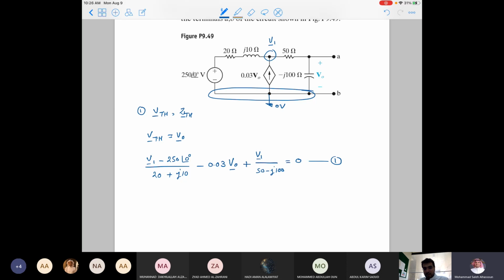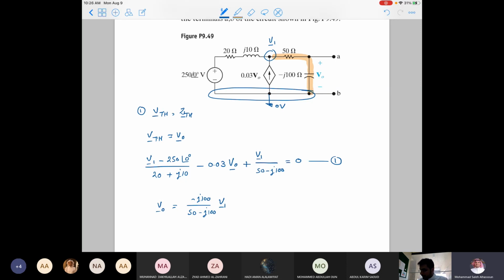I can actually relate V naught to V1. So clearly V naught is minus J100 divided by 50 minus J100 multiplied by V1. So what I did here was I applied the voltage division rule. If I apply the voltage division rule, I'm going to have the voltage at the impedance that I'm interested in divided by the summation of the impedance, or the equivalent impedance.